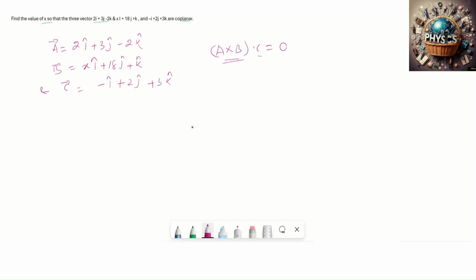So let us do this scalar triple product. For the scalar triple product, it is basically this determinant that has to be 0, which is 2, 3, and minus 2 from the first vector. The second vector contains x as the coefficient here, and then 18, and then 1, and then minus 1, 2, and 3. And this is equal to 0 for us because they are coplanar, right?